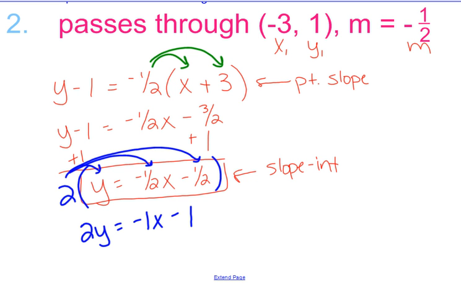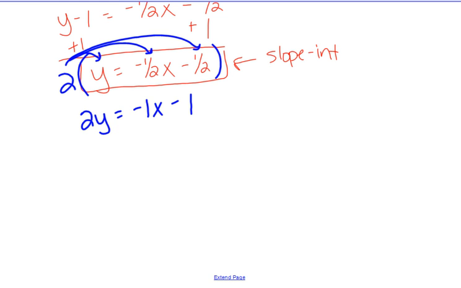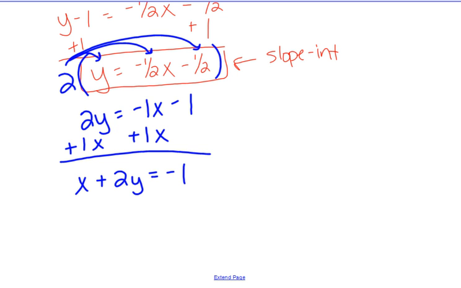So now to move this to standard form, remember it's x, y, equal sign, number. I would move the x to the other side by adding 1x to both sides. Again, I write the x first. So I would have x plus 2y equals negative 1.